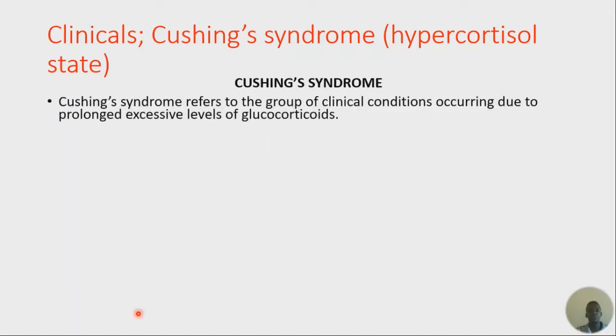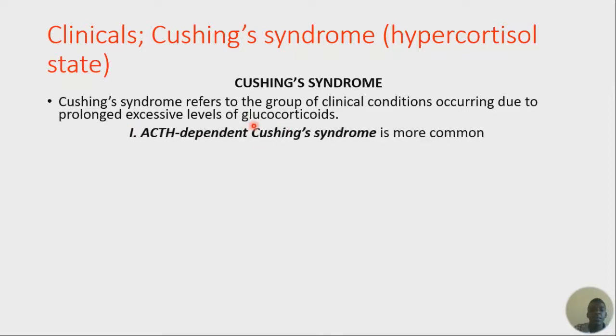Cushing syndrome. This refers to a group of clinical conditions occurring due to prolonged excessive levels of cortisol or glucocorticoids. It can be ACTH dependent or ACTH independent. Recall this is adrenocorticotropic hormone. It means it activates the adrenal cortex to start secreting hormones. So if it is dependent, that is ACTH dependent Cushing syndrome.